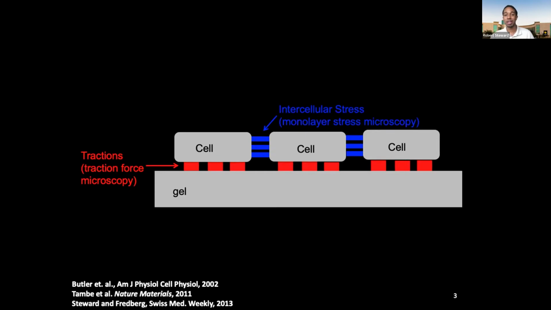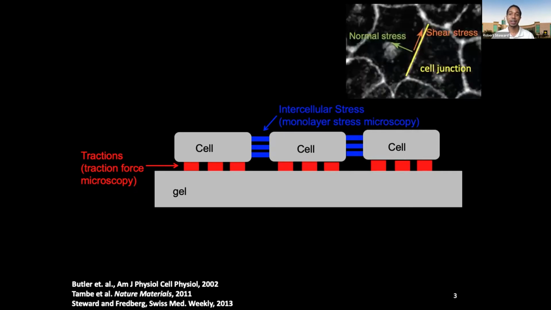We also use another method called monolayer stress microscopy to calculate the intercellular stresses. Simply put, these are the mechanical stresses generated between cells. A note here: we're talking about between cells, and we're not looking at the actual stresses within cells. That's just an FYI. Part of what we can generate when we calculate intercellular stresses is the normal stress and the shear stress. If you look at the little image at the top right corner here, you can see where those are oriented relative to a cell junction.